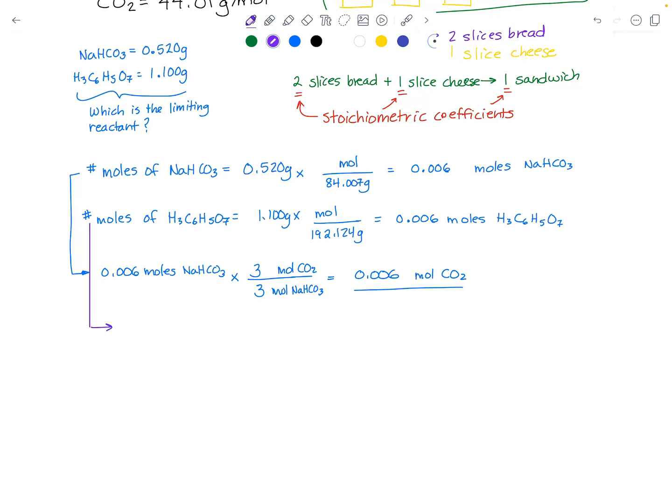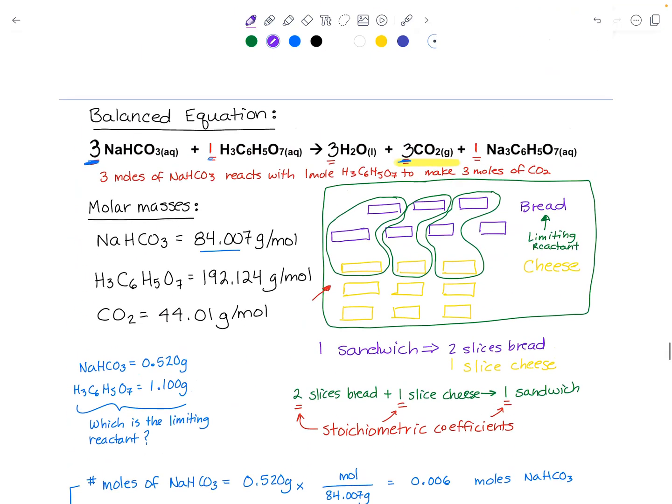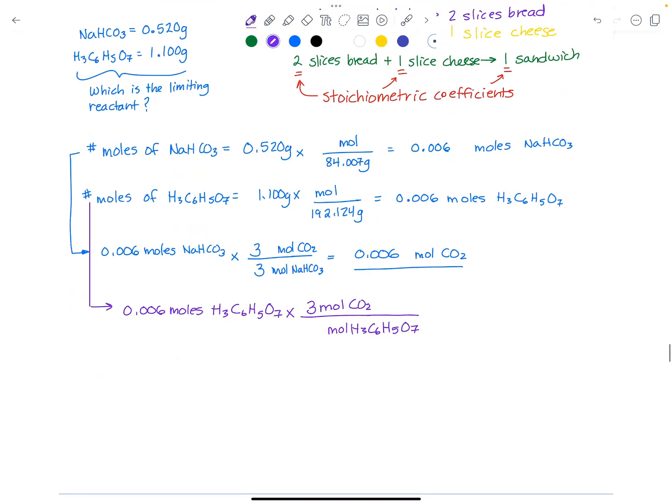Let's see how much I could make from the amount of citric acid I have. Okay, so I have 0.006 moles of my citric acid. And I know that I'm going to make 3 moles of CO2. How many moles of citric acid does that take? We're going to go back to our equation and look at the stoichiometric coefficient, and it's a 1. Okay. So this is going to give me a different amount. All right, so 0.006 times 3 makes 0.018 moles of CO2.